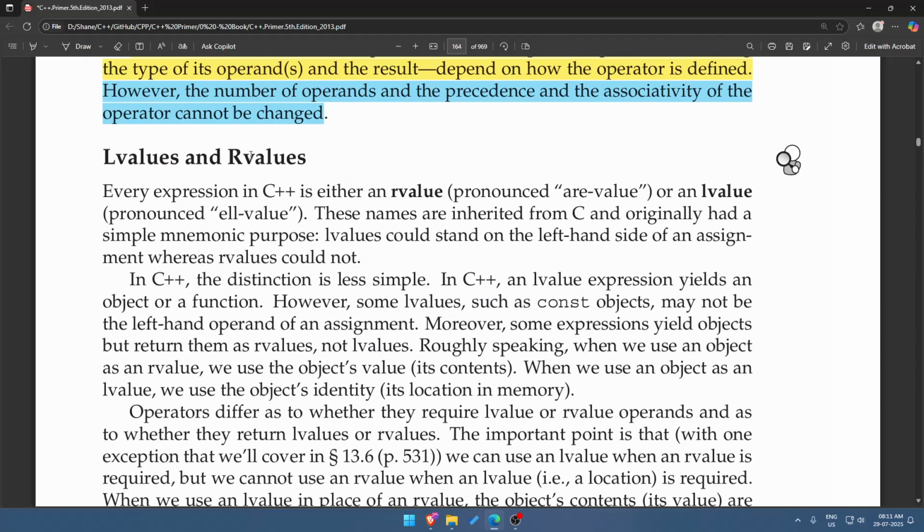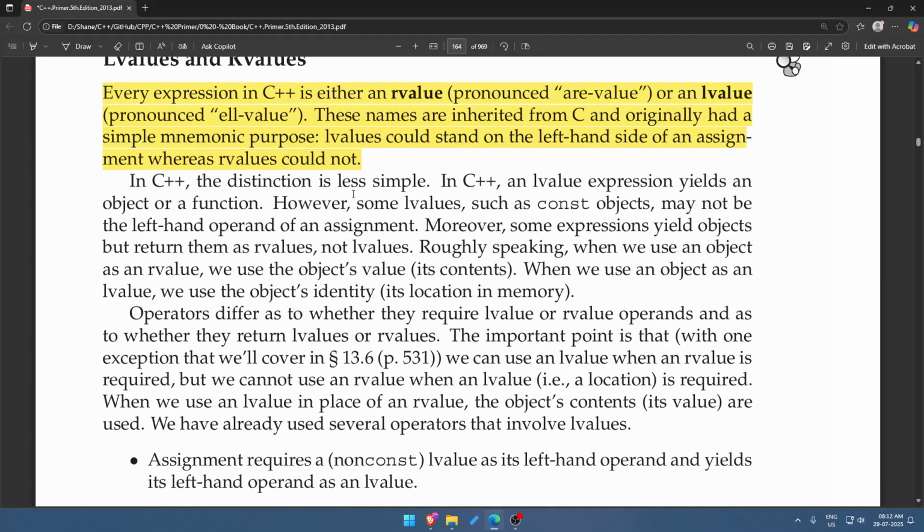L values and R values. Every expression in C++ is either an R value or an L value. These names are inherited from C and originally had a simple mnemonic purpose. L values could stand on the left-hand side of an assignment, whereas R values could not. In C++, the distinction is less simple. An L value expression yields an object or function.